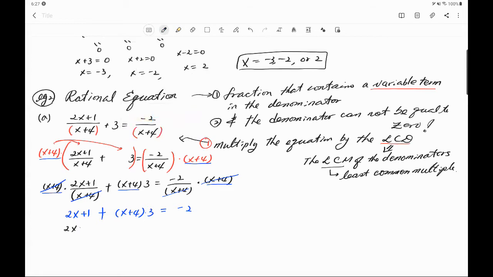So this is 2x plus 1. And then distribute. So the first one will be 3x. So 4 times 3 is 12, and then minus 2. So before we collect or send away constants, we will combine the like terms first. So simplify each side. Then this will be 5x. 1 plus 12 is 13, right?